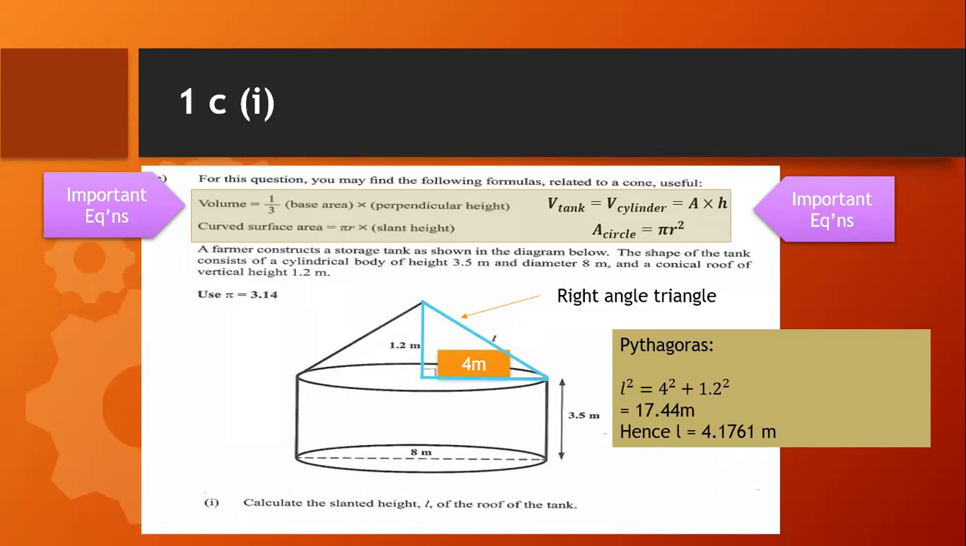How do you find the square root on a calculator? If you have the Sharp DAL 506TS, you simply press the second function, x squared button, and you put 17.44 equal sign, and you'll get 4.1761 to 4 dp, or 4 decimal places. That's going to be the slanted height of the roof, or the hypotenuse of the right angled triangle. All right, so just take a minute and absorb that, and we come back.